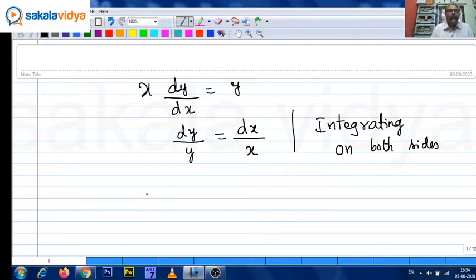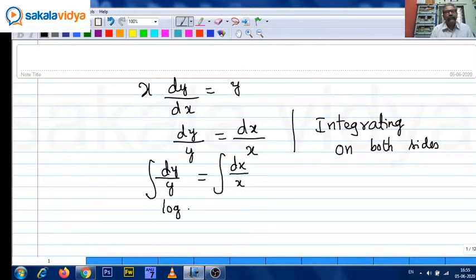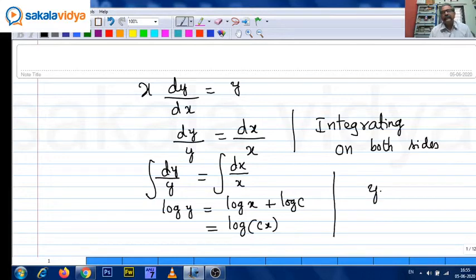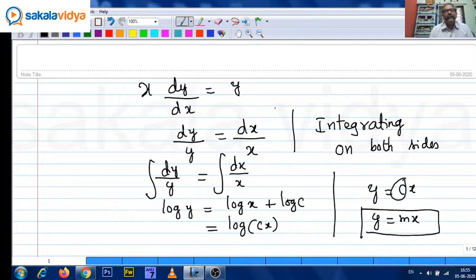So now integrating dy by y equal to dx by x, this is log y equal to log x plus log c. We can write this as log cx, but you won't get m, but no problem. Now y is equal to cx, or generally in the place of c replace m. y is equal to mx is the solution of this differential equation.